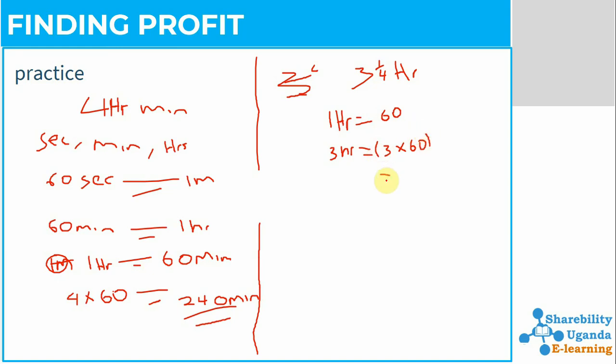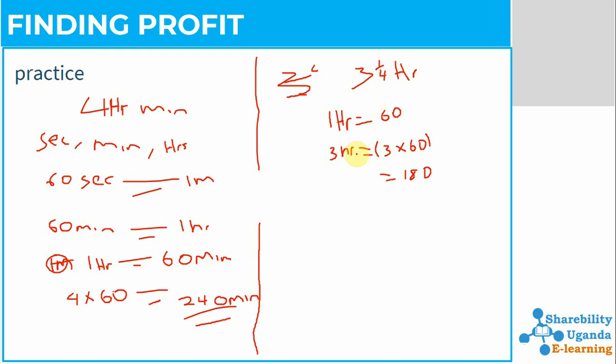So here we shall be able to come up with 60 what? 0 times 3 shall get a 0. What is 6 times 3? The answer is 18. So we have so far completed this for hours.